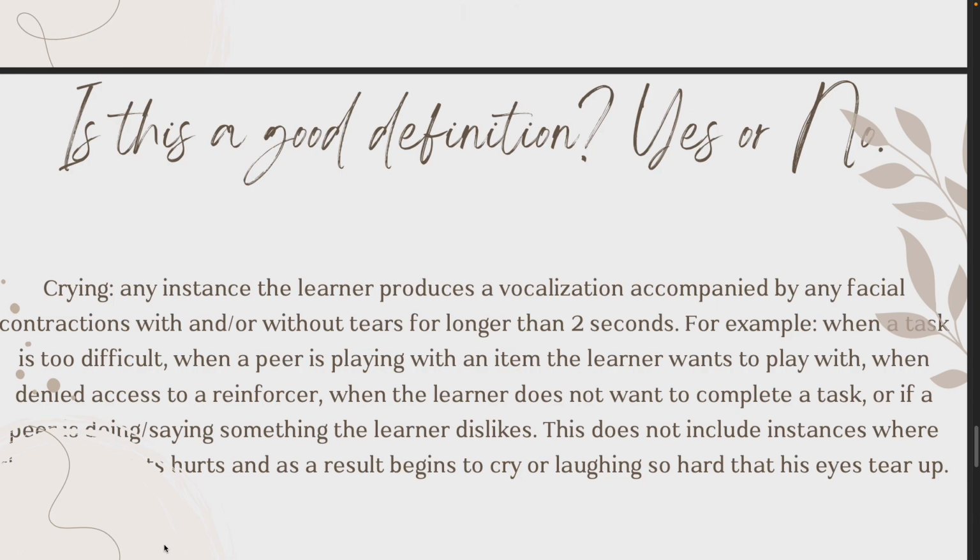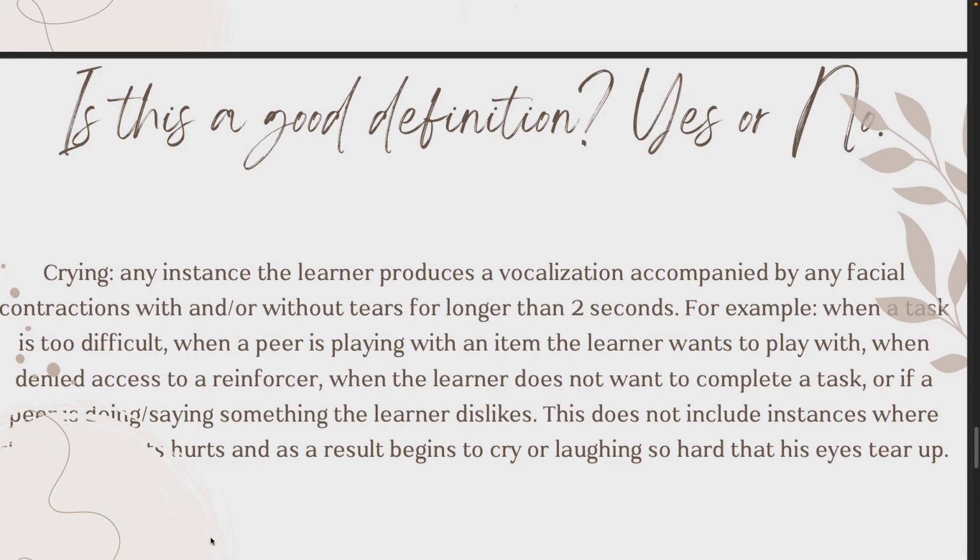Okay, some of this has been cut out. So crying, is this a good definition? Crying, any instance the learner produces a vocalization accompanied by any facial contractions with and or without tears for longer than 2 seconds. For example, when a task is too difficult, when a peer is playing with an item the learner wants to play with, when denied access to a reinforcer, when the learner does not want to complete a task, or if a peer is saying something the learner does not like. This does not include instances where the learner is hurt and as a result begins to cry, or laughing so hard that the eyes tear up.